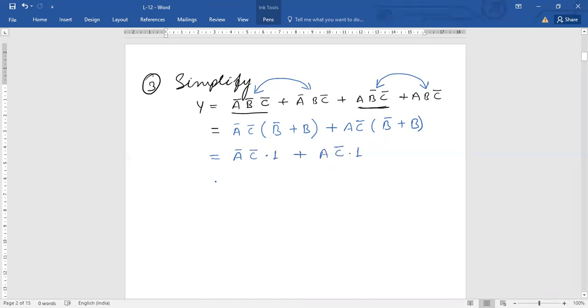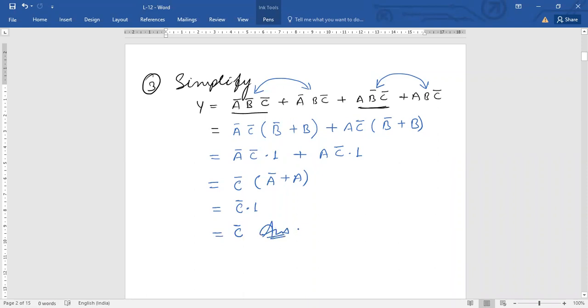Now A bar C bar is here and A C bar is here. So what is common? C bar is common. So we have A bar plus A. Now what can we write? This A bar plus A is nothing but 1.